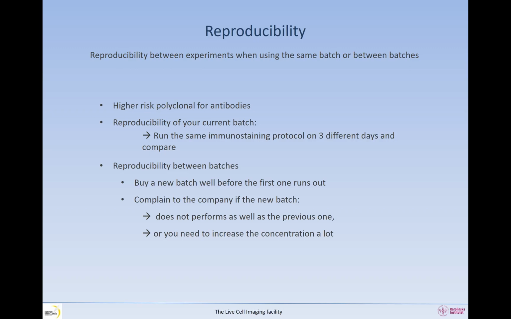and so they can send you a new batch of the antibody. And of course, you have a higher risk of lower reproducibility if you are using polyclonal antibodies.